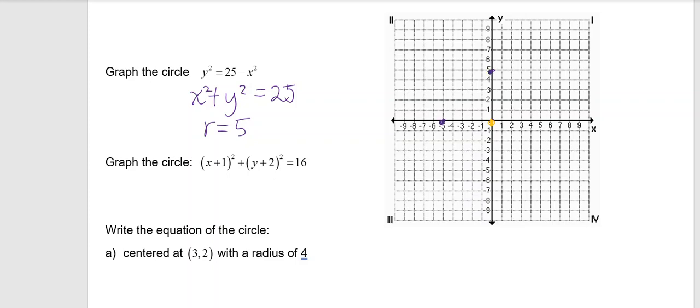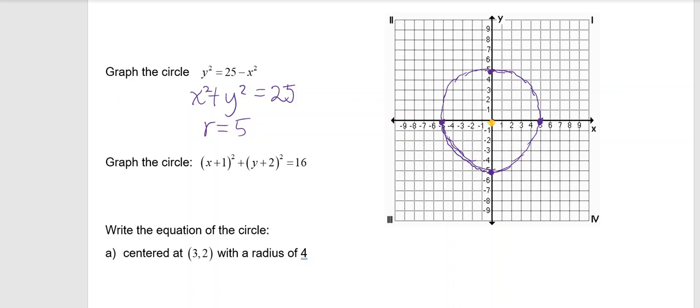And of course, it's not just these 4 points that I'm plotting. It's all points that are 5 units away from the origin. Those will all be on our circle. And this is the fun part, trying to draw a circle instead of a football or an egg. And mine looks like it's going to be kind of eggy here. But anyway, it's a circle centered at the origin with a radius of 5 units.